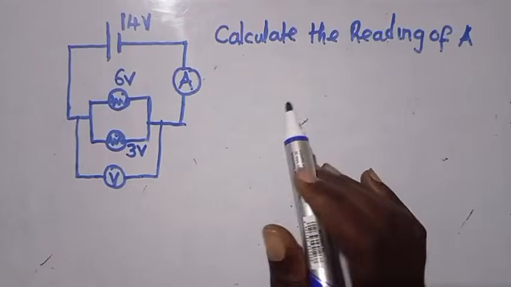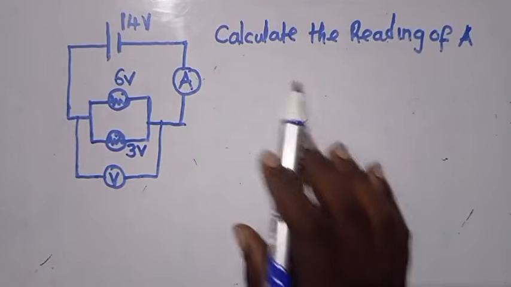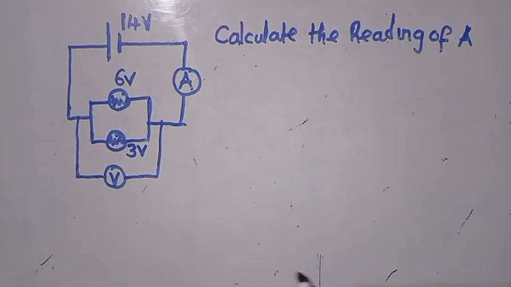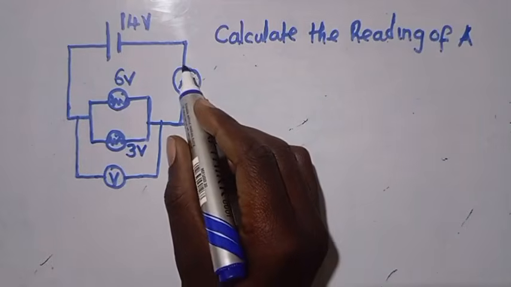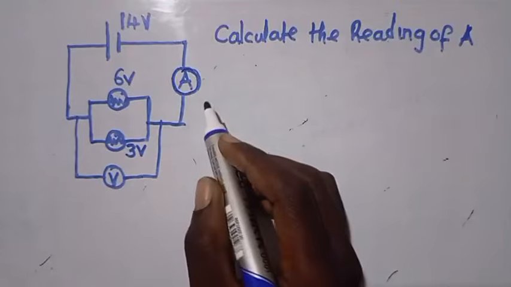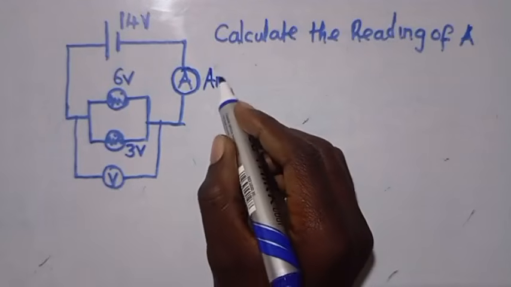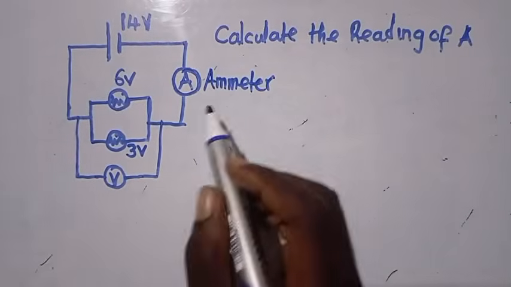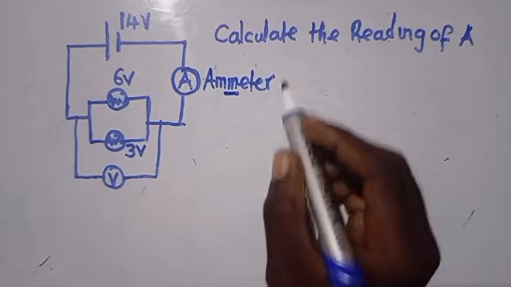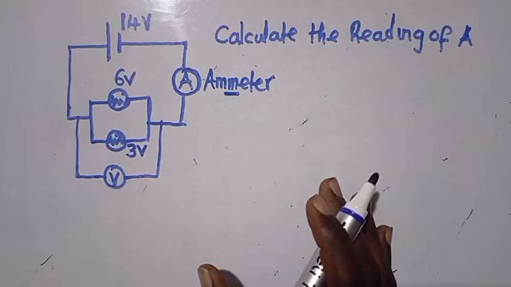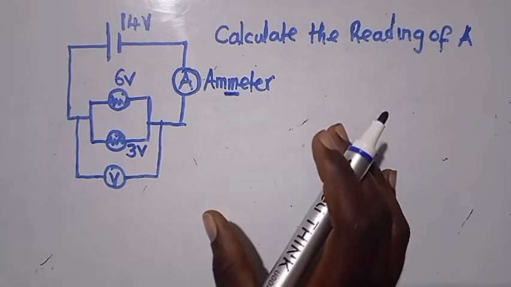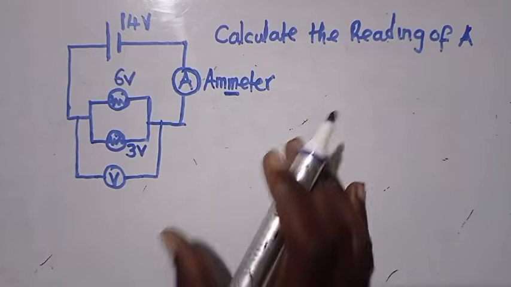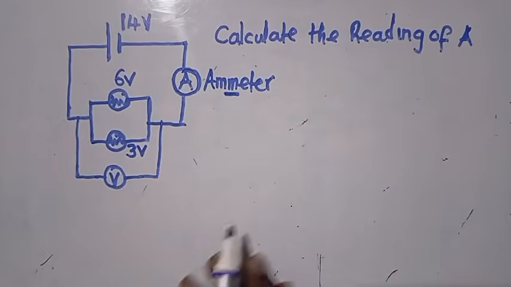So the first question here, this is what we want to start with. It's saying calculate the reading of A. This is the first question we are given. So we want to find the reading of A. This A that is here is called what? It is called an ammeter. You ask yourself, an ammeter gets to read what? Current. So what we are told to find here is current, just the same as finding current in this particular circuit.